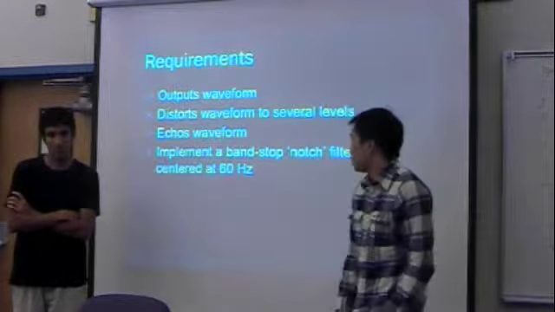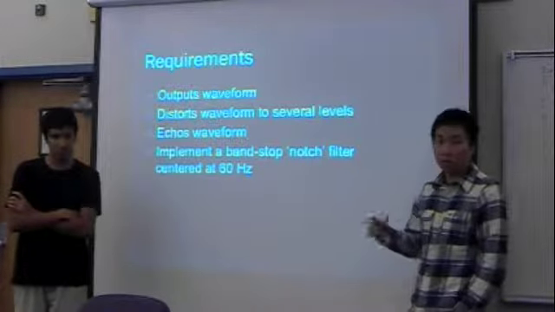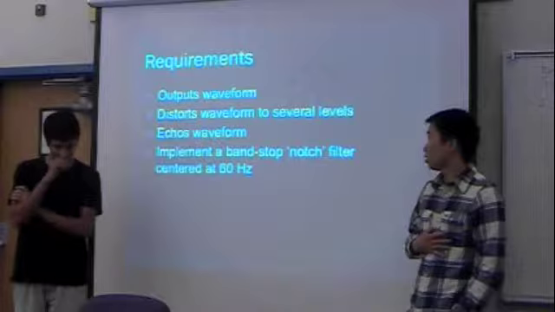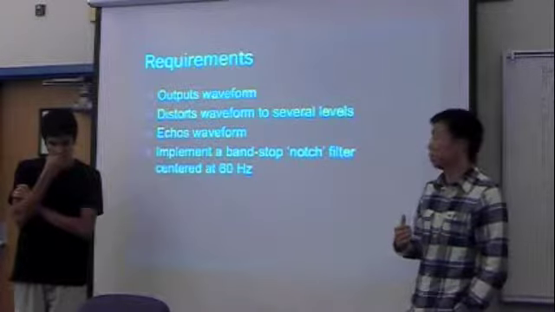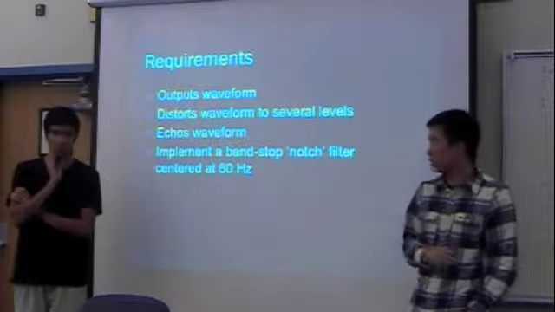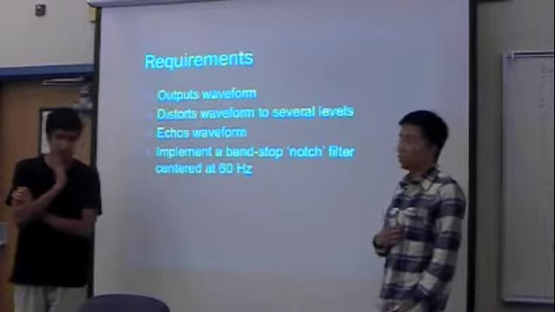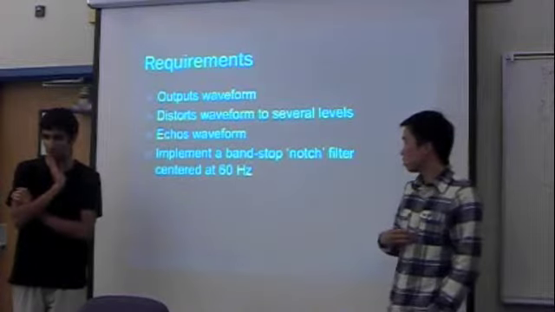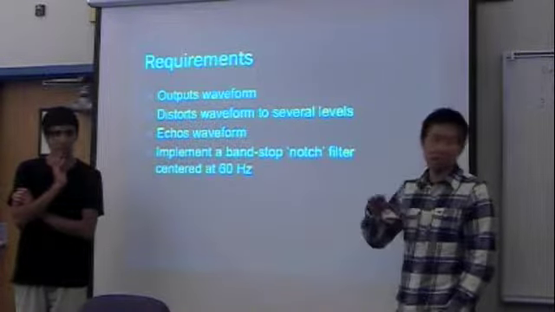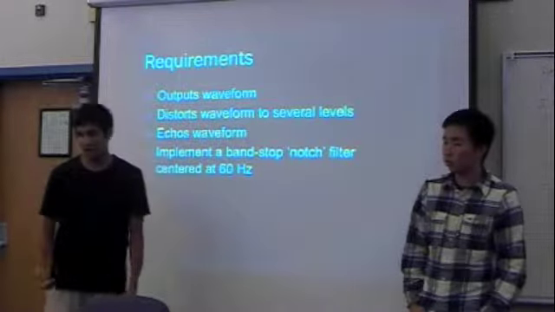And for our requirements, we wanted our circuit to actually output the waveform, and we wanted to distort the waveform on several levels. We wanted to echo, so sort of like a reverb, I think is what it's called. And we also wanted to implement a filter set around 60 Hz to eliminate the hum. Yeah, and right now only the distortion works, so I'll get to what happened later.